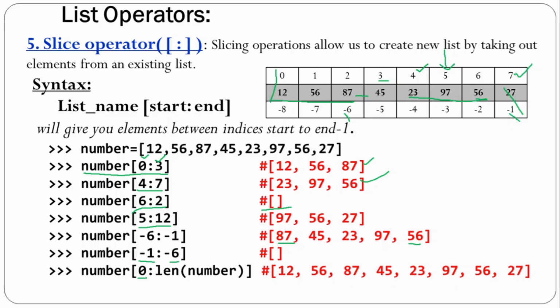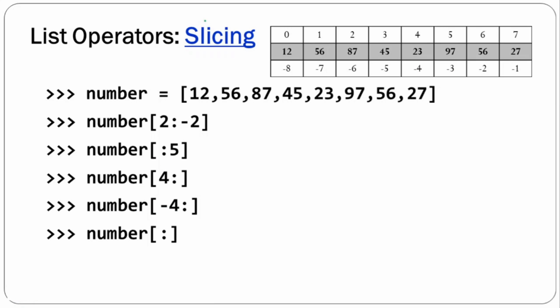Next example, number[0:len(number)]. The len function returns the number of items in the list. There are 8 items in the list, so the slice operator will work as 0 to 8. So the output will contain all the items from the list, 0 to 7. Some more examples using slicing.